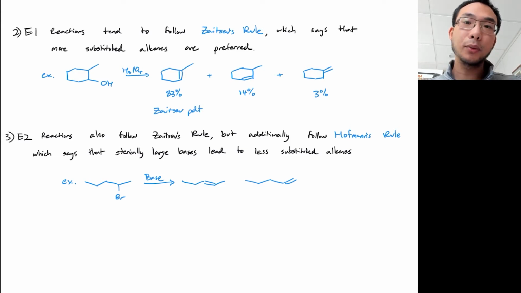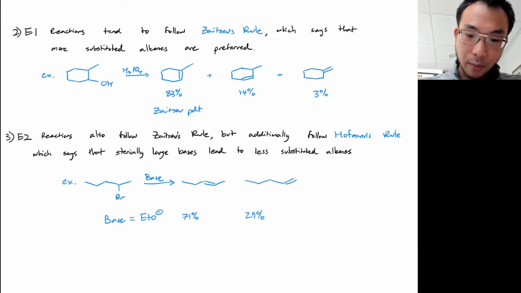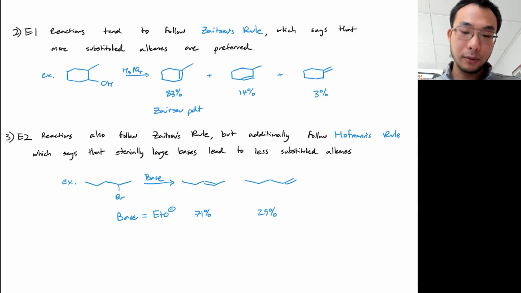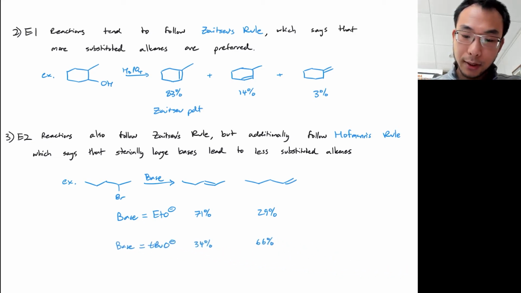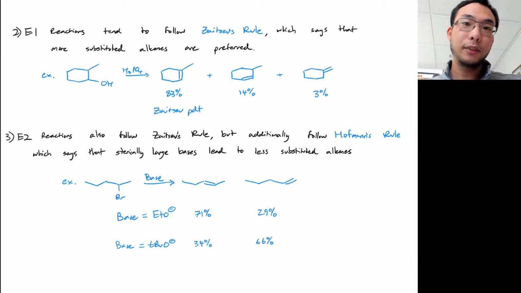And so in that case, we start to see the selectivity go the other direction. This change in selectivity is called the Hoffman rule for sterically hindered bases in an E2 reaction. And so if we do this reaction, we should see that with a relatively smaller base, so ethoxide for example, we get the Zaitsev product. If we switch to the sterically larger base, tert-butoxide, we get an inversion of the yield in the alkenes. So what we're getting is a favoring of the Hoffman product over the Zaitsev product with a sterically hindered base.